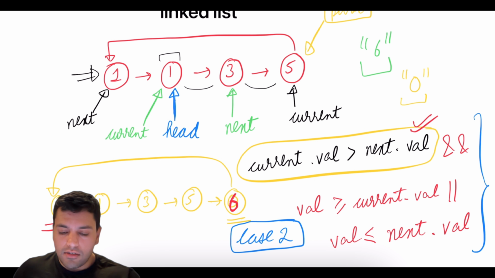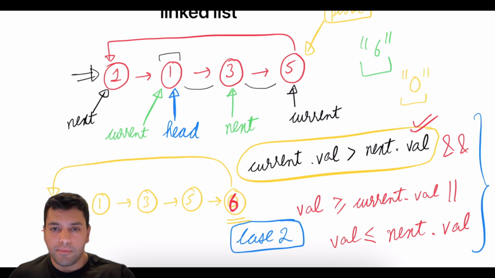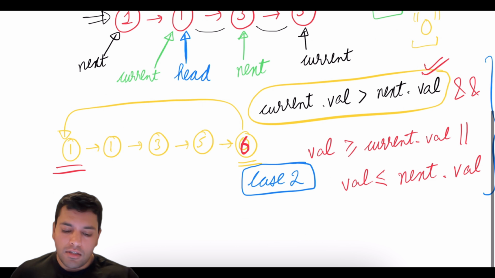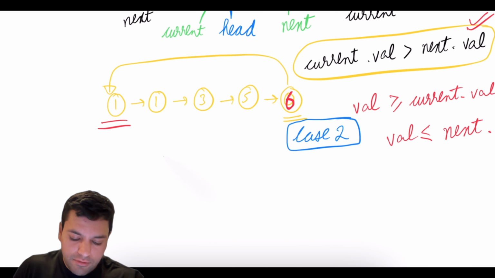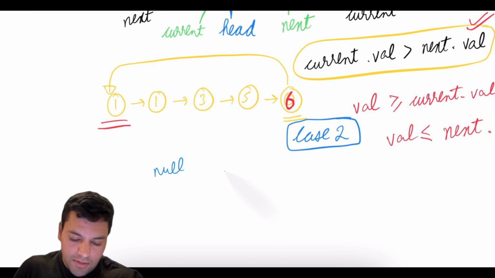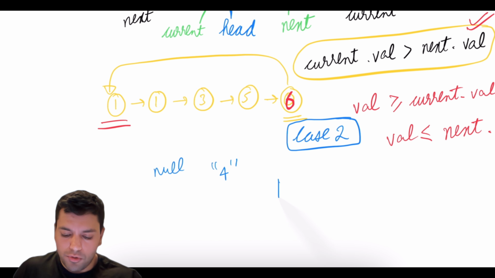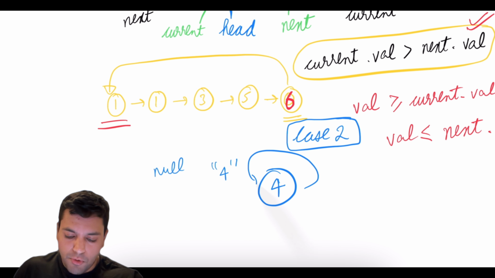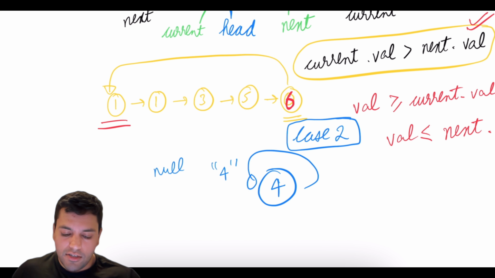And if neither case 1 nor case 2 is satisfied, whatever the state our current and next pointers are in, then we can simply put that value in between current and next, and that would be the case when our linked list has all duplicates, and then we would be done. And one more edge case that we could have is when the given head is null. For that case, let's say we have to insert value 4, then we can simply create a new node with value 4, point it to itself, and return that node.